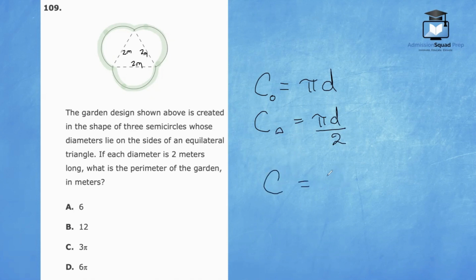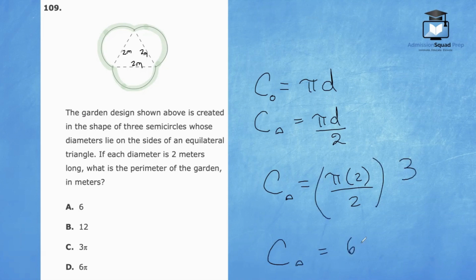Let's calculate the perimeter of the garden. So C equals pi times 2 divided by 2. That will be the circumference of one of the semicircles. And then we can go ahead and multiply this by 3, since there are 3 semicircles. So the circumference will be 3 times 2, which is 6 pi over 2, which simplifies to 3 pi. So C is the correct answer.